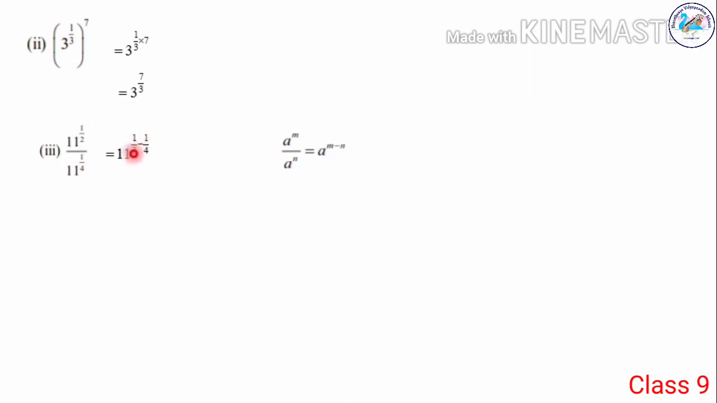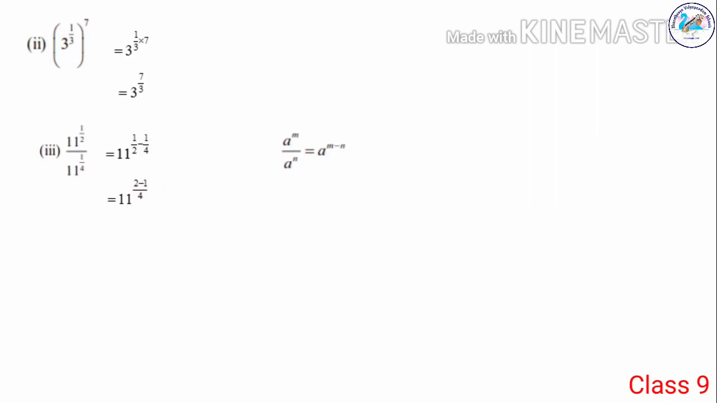So here 2 and 4 are the denominators. We can go for taking the LCM. Common LCM is 4. Then the first fraction's denominator is 2. We have to divide 4 by 2, and we get 2 as the answer. That 2 you have to multiply with 1. So 1 into 2 is 2, minus, here the denominator is 4 and our common denominator is also 4. So 4 divided by 4 is 1. 1 into the numerator 1 is 1. So 2 minus 1 divided by 4.